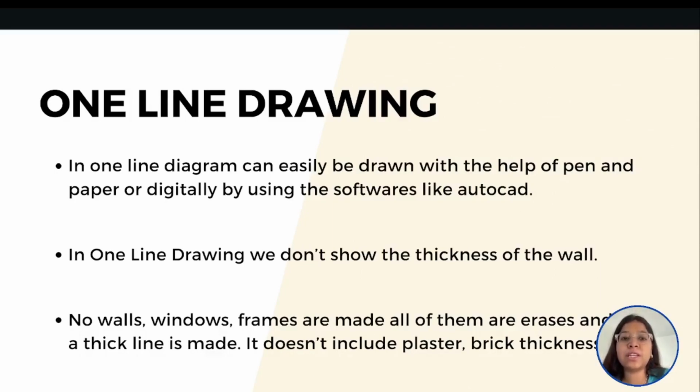We don't show the thickness of the wall in a one line diagram. That means apart from the plaster and brick thickness, we don't show anything over there. No walls, no windows and no frames. We erase everything and keep just a thick line.